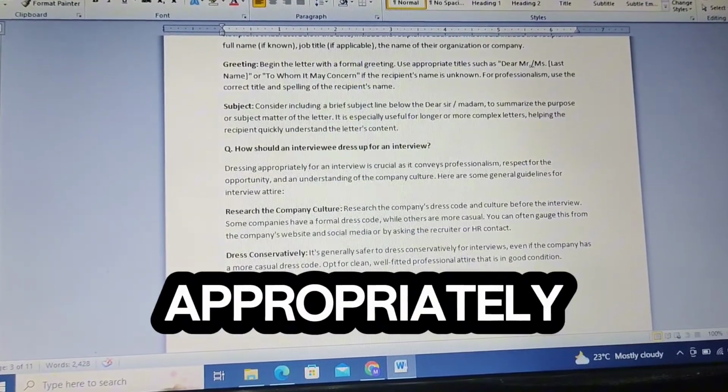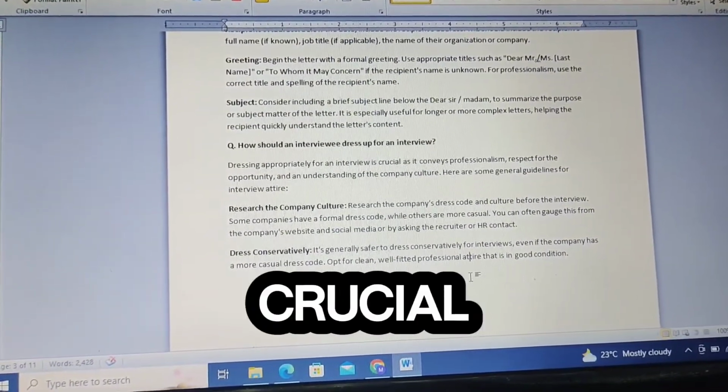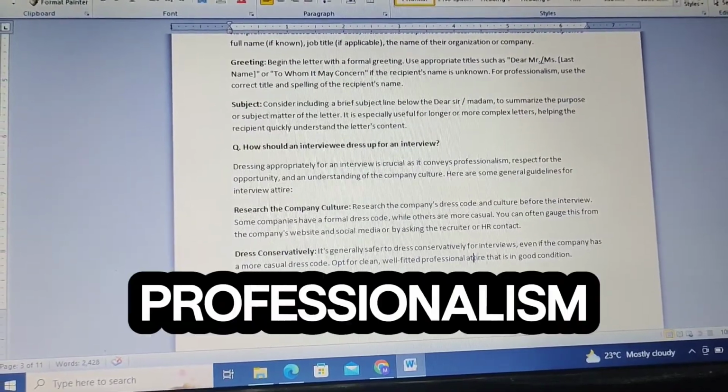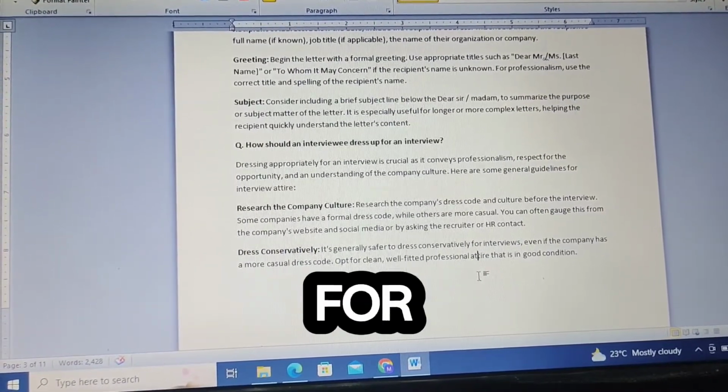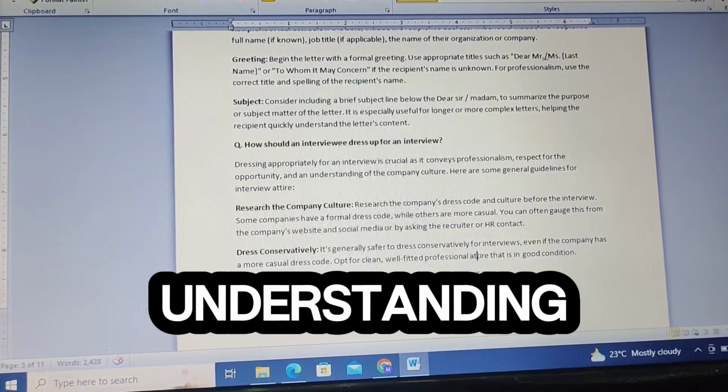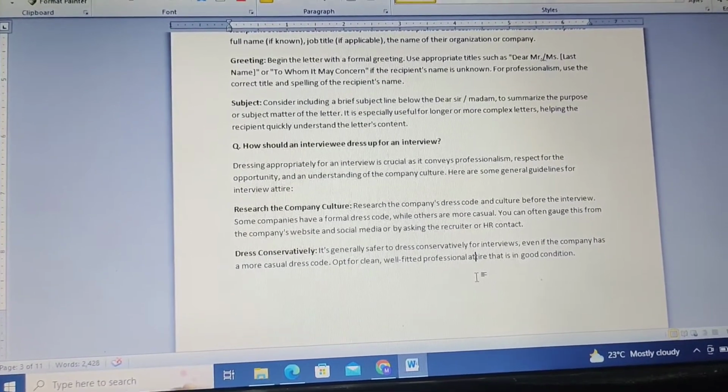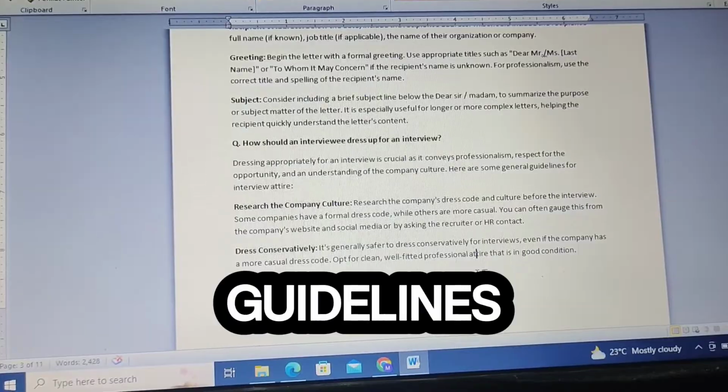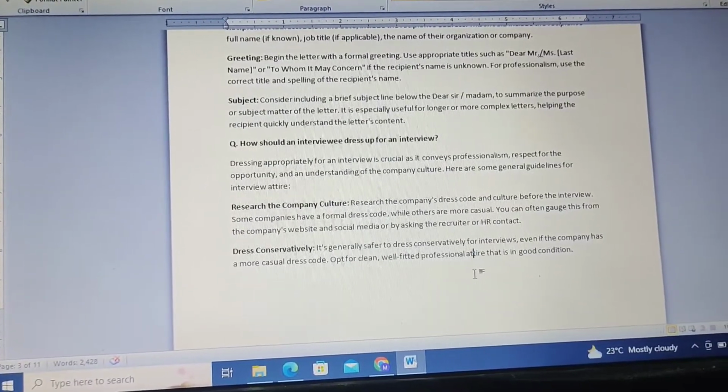Next question is, how should an interviewee dress up for an interview? Dressing appropriately for an interview is crucial as it conveys professionalism, respect for the opportunity, and an understanding of the company's culture. Here are some general guidelines for the interview attire.